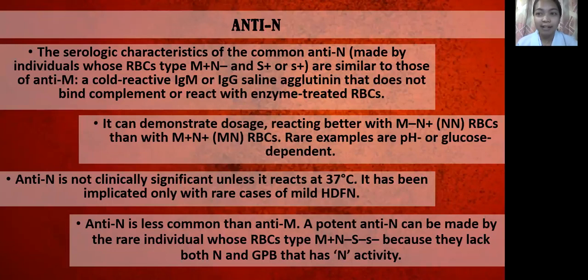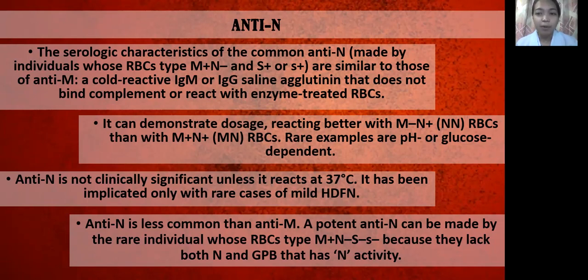So let's go to anti-N. The serologic characteristics of the common anti-N, made by individuals whose RBCs type M-positive and N-negative and S-positive or s-positive, are similar to those of anti-M. It is a cold reactive IgM or IgG saline agglutinin that does not bind complement or react with enzyme-treated RBCs. It can also demonstrate dosage, reacting better with M-negative and N-positive RBCs, or genotype NN, than with M-positive and N-positive RBCs, or genotype MN.